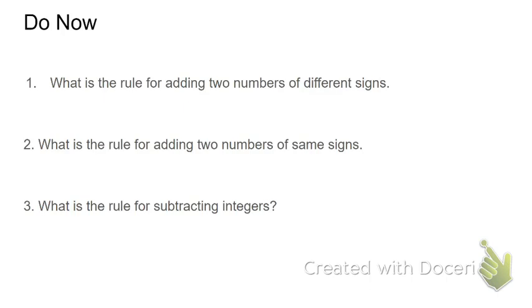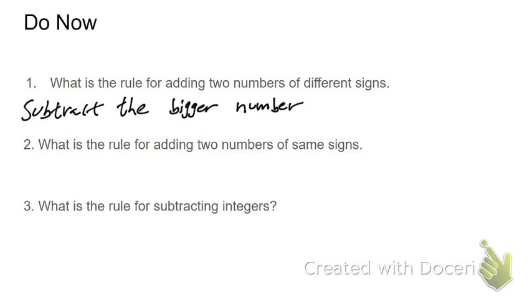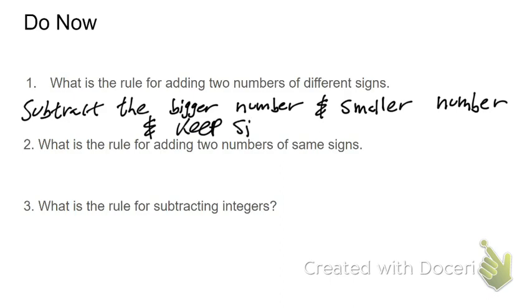So let me write that out real quick. Subtract the bigger number minus the smaller number, and keep the sign of the bigger number. So make sure you write this in yours also if you don't have it already.